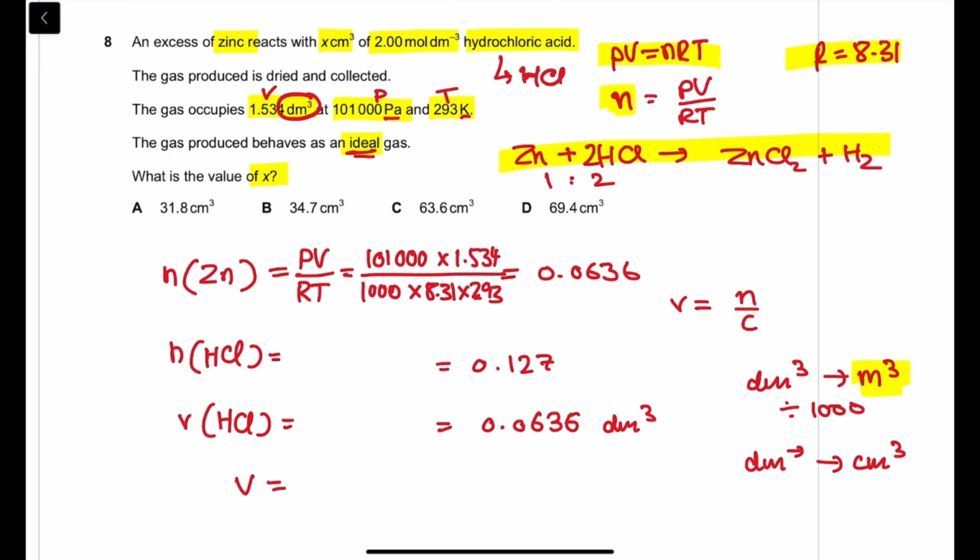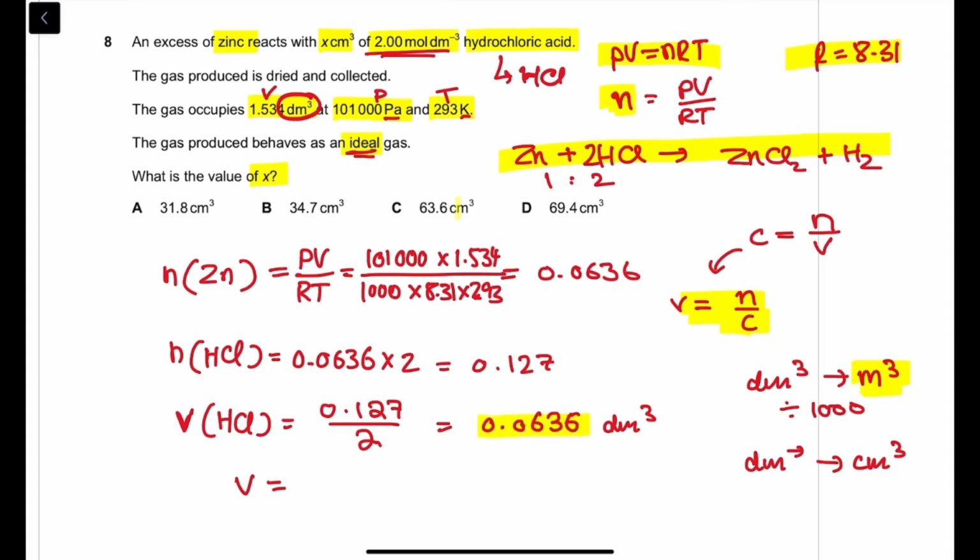So the number of moles of hydrochloric acid is going to be 2 times the number of moles of zinc. So we're just going to take that number and multiply it by 2, and we get 0.127 moles. Now to find the volume, we've been given the concentration of 2 moles per decimeter cubed. And we know that the volume equals the number of moles over the concentration. We've derived this from the concentration being equal to the number of moles divided by the volume. So really, we're going to take that number and divide it by 2. And we'll end up with the same number we started with, coincidentally. And now we end up with 0.0636 decimeters cubed.